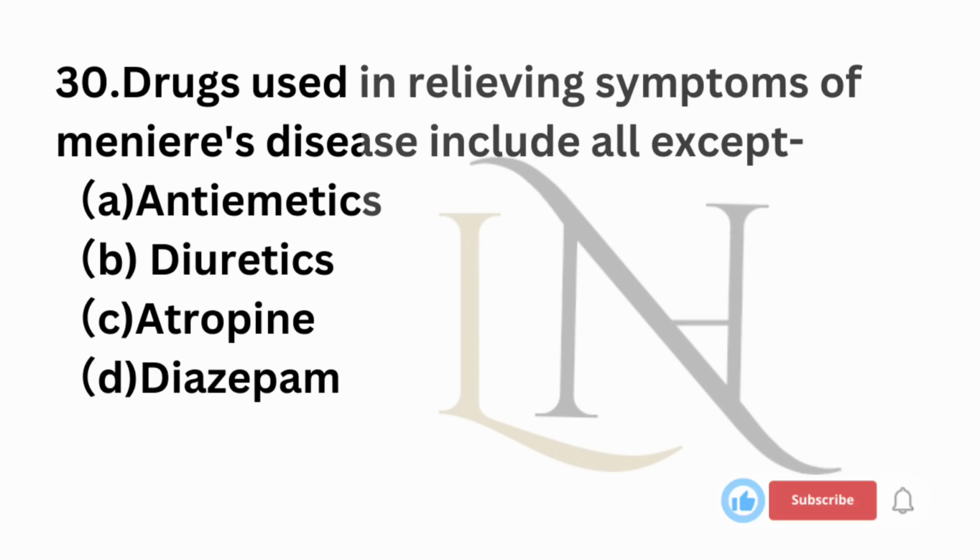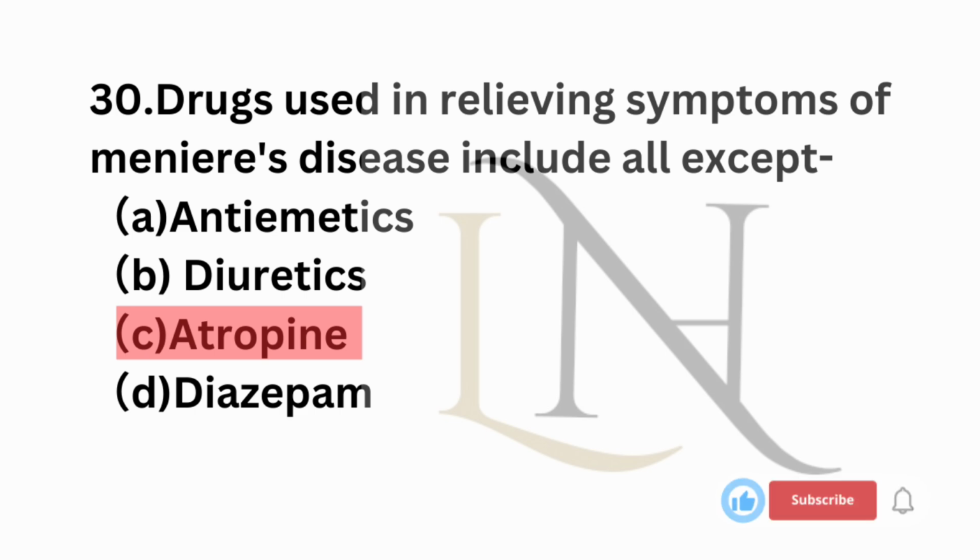Drugs used in relieving symptoms of Meniere's disease include all except: option A, antiemetics. Option B, diuretics. Option C, atropine. Option D, diazepam. Correct answer: option C, atropine is the correct answer. Next question.